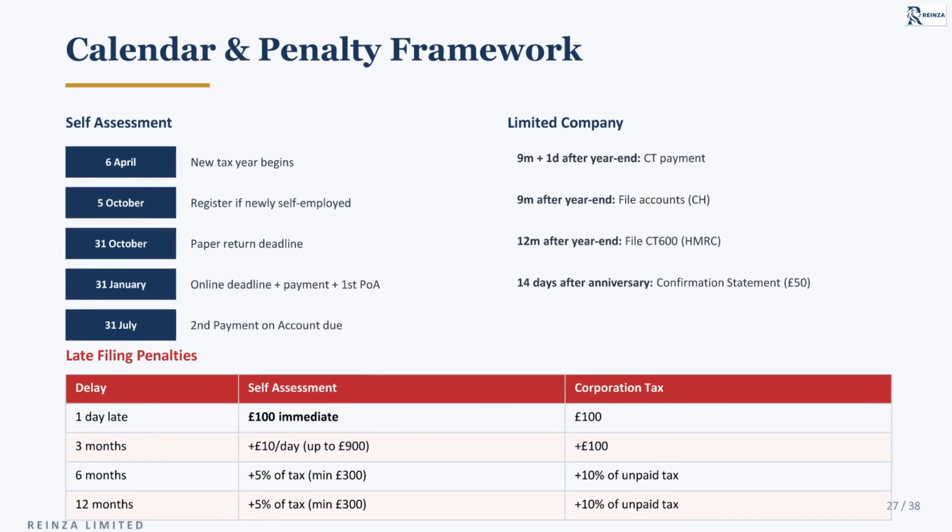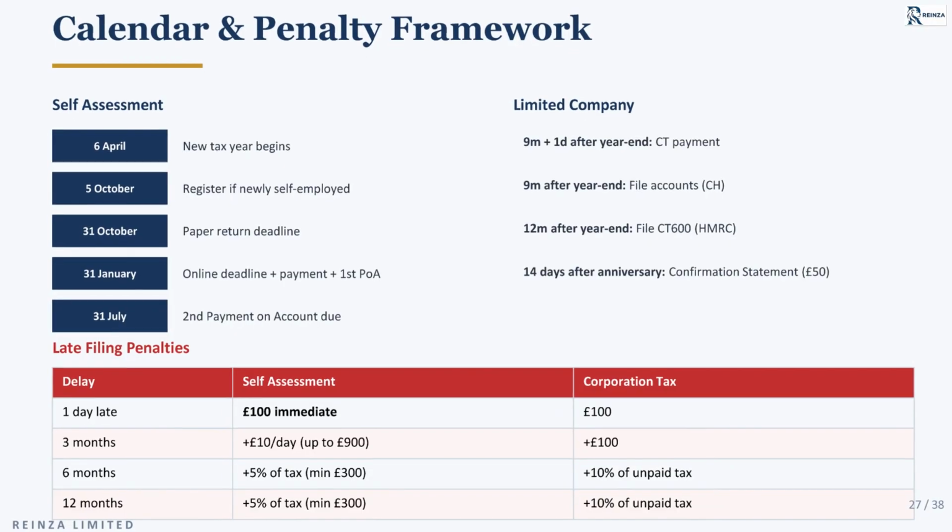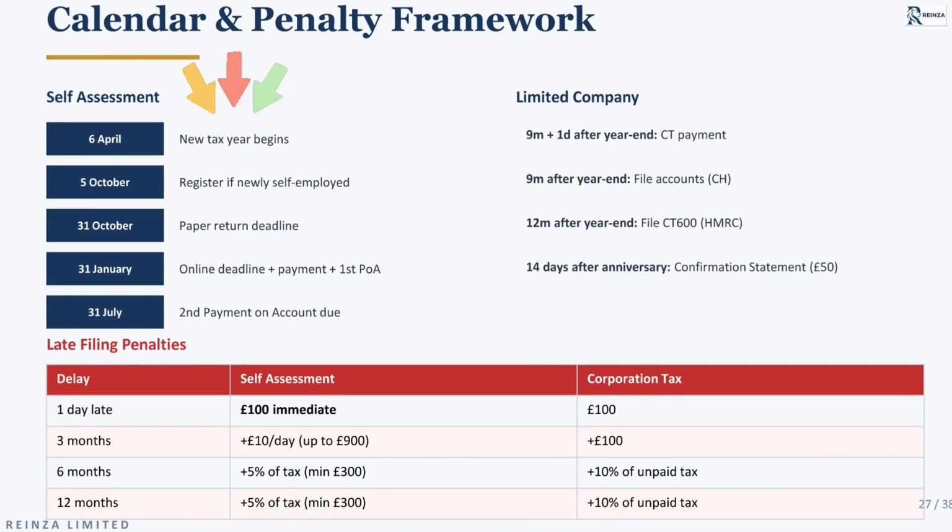For self-assessment, the key dates are as follows. The 6th of April is when the new tax year begins. The 5th of October is the deadline to register for self-assessment if you are newly self-employed. The 31st of October is the paper return filing deadline.